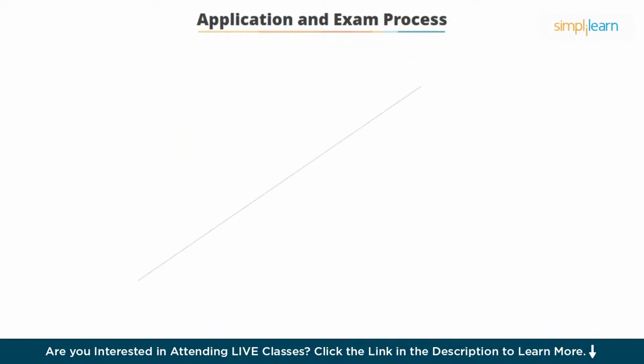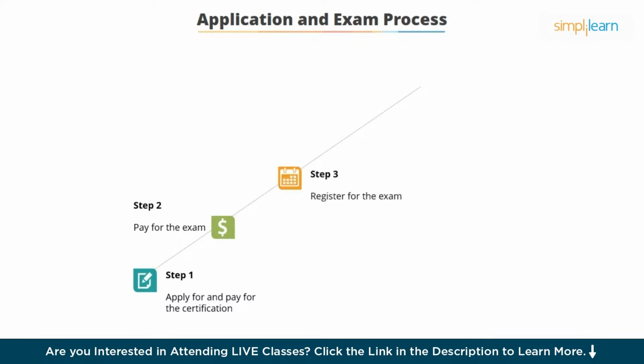Applying and taking the exam is a 5-step process. Step 1. You apply for and pay for the certification. Step 2. You pay for the exam. Step 3. You register for the exam. Step 4. You prepare for the exam. Step 5. You take the exam.